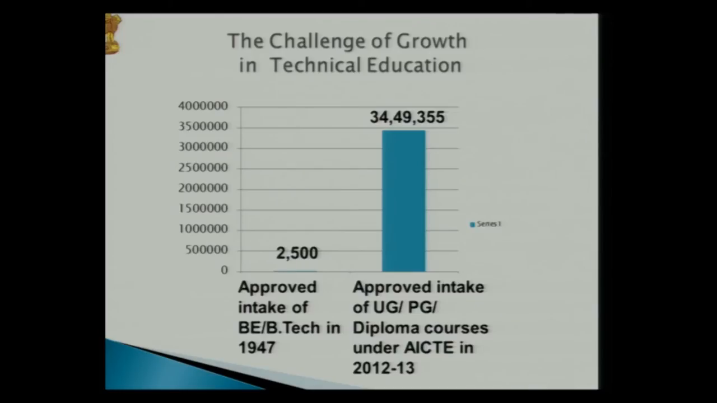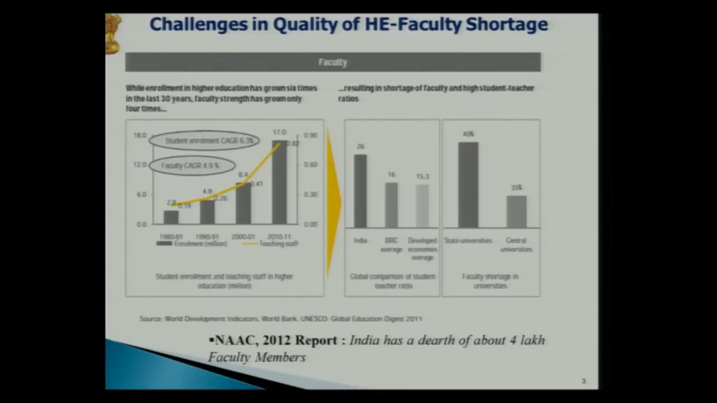As somebody mentioned, there is a big challenge in technical education in India. If we compare from the year we got independence, the number of students joining technical education every year used to be around 2,500. And now, look at the number: every year around 34 lakh students join the technical education sector, which is engineering, polytechnics, and all technical education put together.